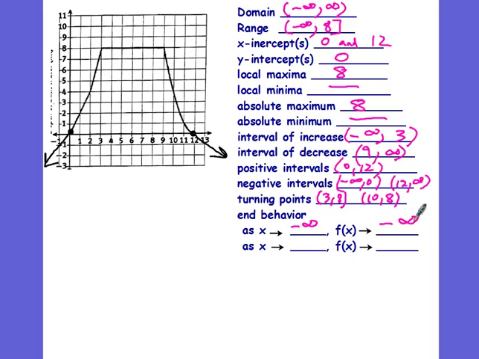Okay, what's happening as x values approach infinity? That means as we move this way on the x-axis, so as we move this way on our graph, where are these y values headed? They are headed down towards negative infinity. So there's a couple of examples of some key features of graphs.